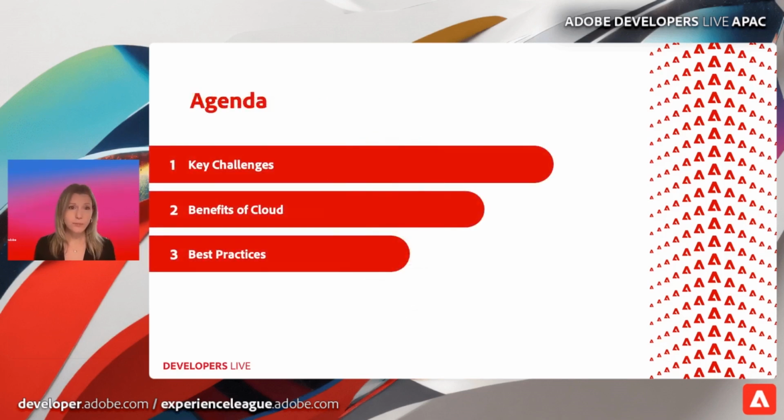So the agenda of this presentation will be in 3 parts. First, we'll cover common challenges faced by our customers. Then we'll discuss the benefits of our cloud offering to overcome those challenges. And then we'll discuss some best practices that will allow you to get even more performance out of Adobe Commerce on Cloud.